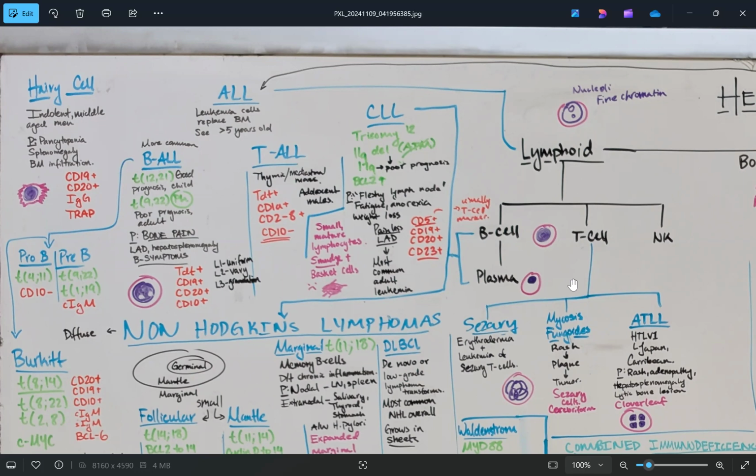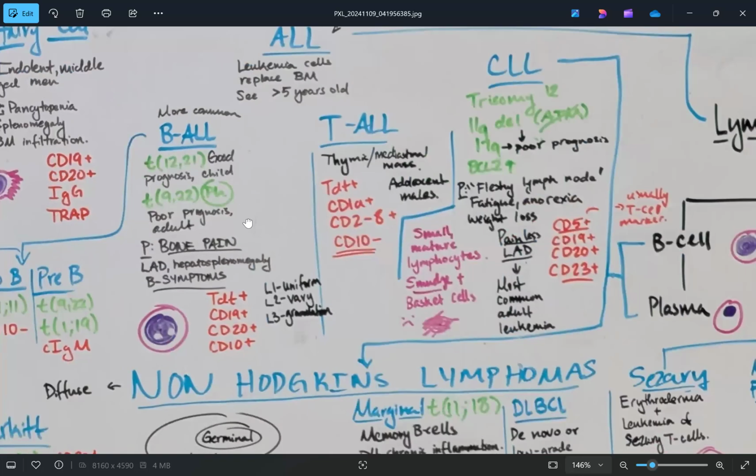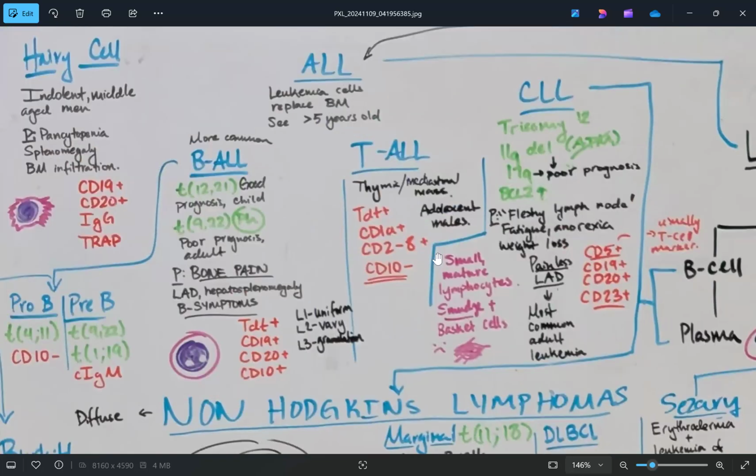You usually see it after 5 years old, and it is associated, I believe, with trisomy in one of these. We will get to that whenever I get to it. So starting with B-ALL, you have two different mutations that are associated with it. You have the translocation of 12 and 21, which has a better prognosis and you generally see in children. And then you have a translocation of 9 and 22, our famous Philadelphia chromosome. There's one more disease we will talk about the Philadelphia chromosome, but we'll get there when we get there. That usually has a poor prognosis, and you will usually see that in adults.